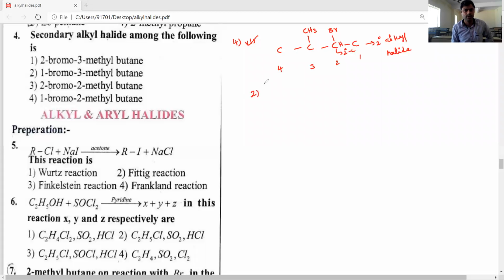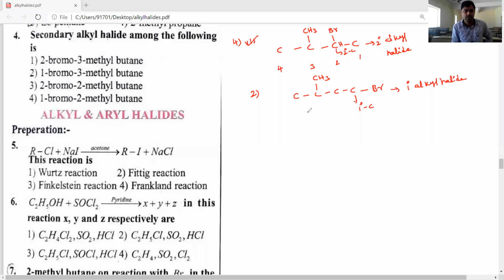Let's see the second option what they gave. 1-bromo 3-methyl butane. 1, 2, 3, 4. At the first carbon bromine is present. See, this is a primary carbon only. One carbon attached to one other carbon is called primary carbon. One carbon attached to 2 carbons, secondary carbon. One carbon attached to 3 carbon atoms is tertiary carbon. Halogen attached to the primary carbon is called primary alkyl halide. Halogen attached to the secondary carbon is called secondary alkyl halide. So this one is primary alkyl halide.